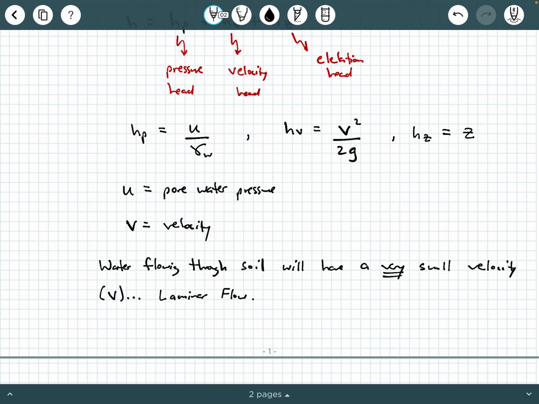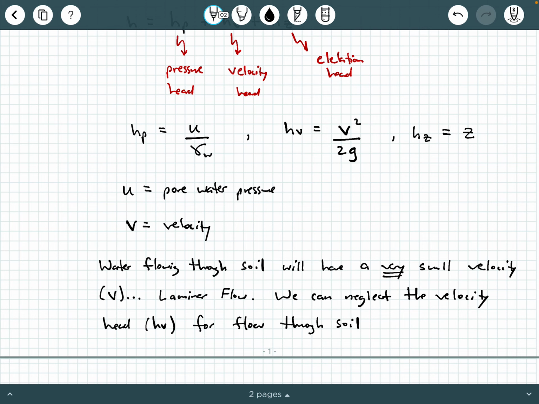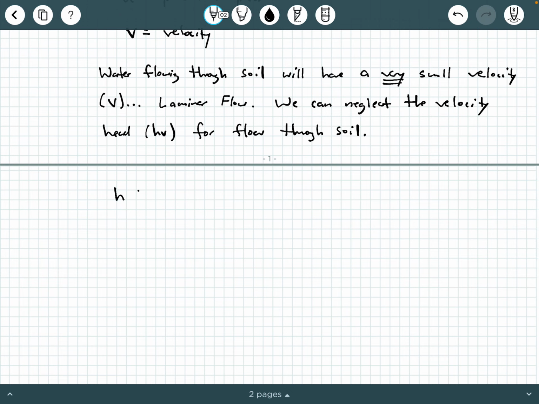Now, because of that, we can neglect the velocity head, which is H sub V, for flow through soil, all right? Now, when we do that, our Bernoulli's equation simplifies. It becomes total head is just equal to pressure head plus elevation head. And if we want to substitute those terms in from earlier, that's pore water pressure divided by unit weight of water plus an elevation Z.